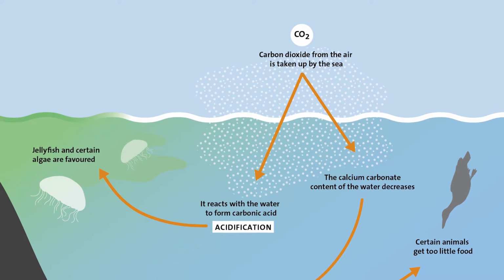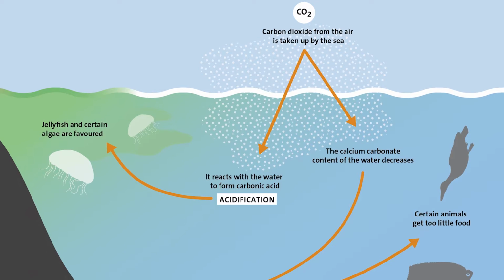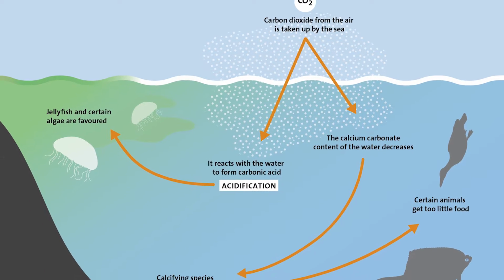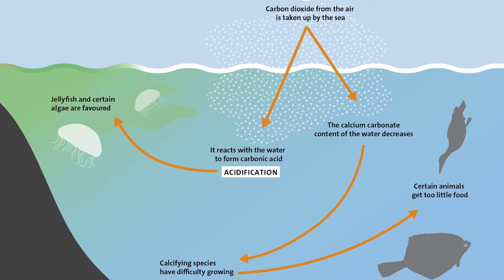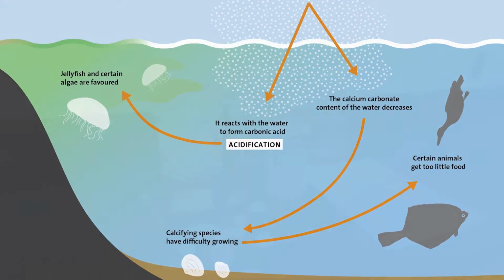In this experiment, we'll observe how ocean acidification is impacting creatures with calcium carbonate shells, such as clams, snails, corals, sea urchins, crabs, and some plankton.